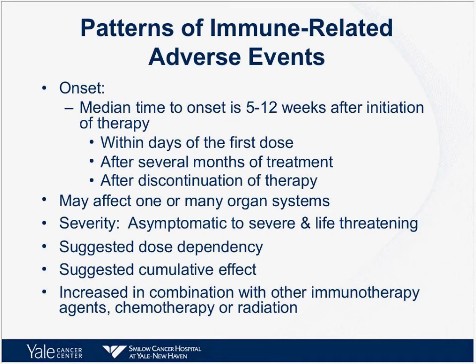And there have been some documented AEs that have occurred even a year after patients have continued therapy. It may affect one or many organ systems, and that may either occur sequentially or concurrently, and there's not a way at this time to predict what that pattern is going to be. As I said, the severity can be asymptomatic to severe and life-threatening. There is some suggestion that there's a dose dependency and even a cumulative effect. And there may be an increase in toxicity associated with combination of other immune therapy agents, chemotherapy, radiation therapy, and I should say targeted therapy here as well, as we begin to see many of these trials roll out.